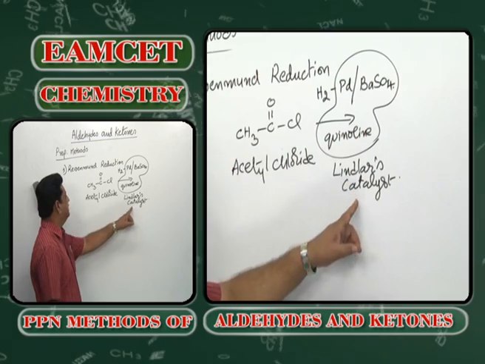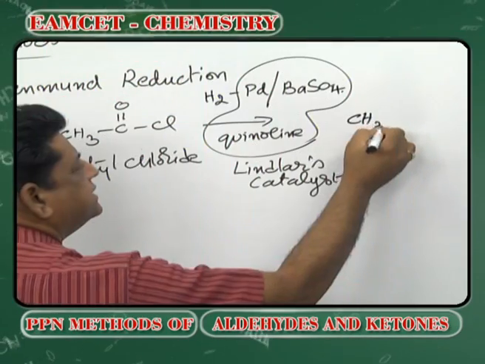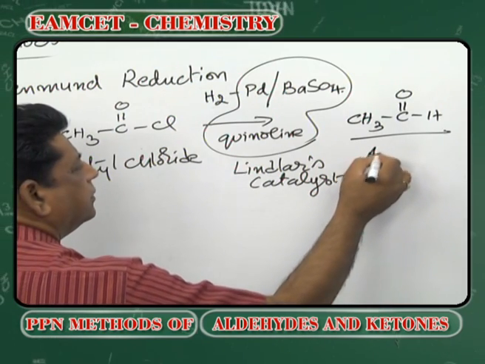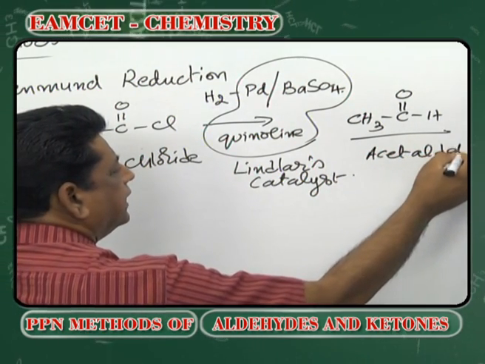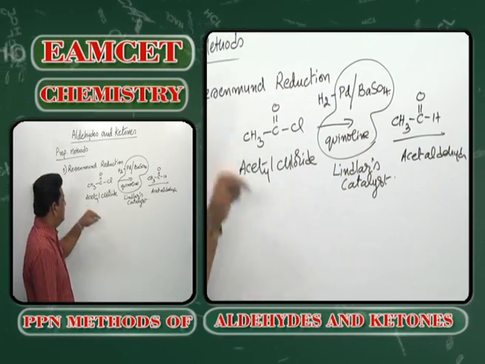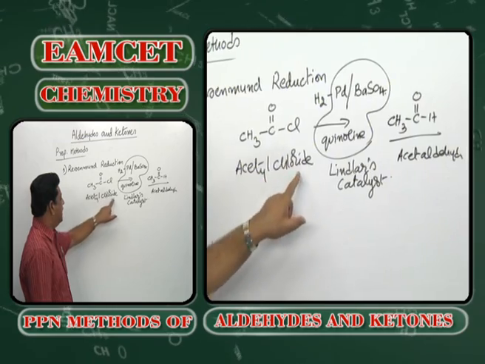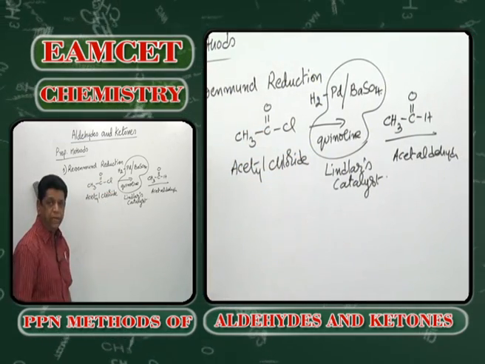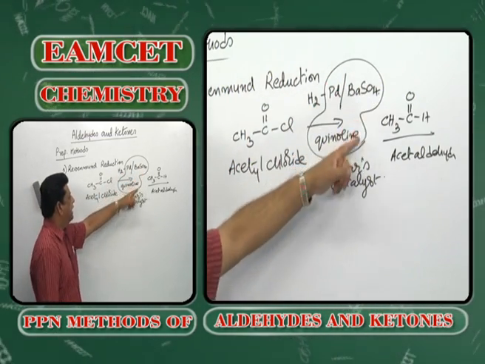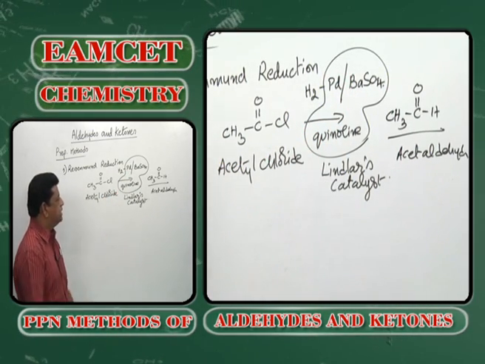With the same Lindlar's catalyst, acetyl chloride and hydrogen undergo this reduction and you get CH3CHO. What is this called? Acetaldehyde: acet plus aldehyde, also called ethanal. This controlled reduction is known as Rosenmund reduction. What is used? The acid chloride of acetic acid, called acetyl chloride or, by systematic nomenclature, ethanoyl chloride, reduced with hydrogen in the presence of the specific catalyst palladium adsorbed over barium sulfate in quinoline solvent. It gives acetaldehyde, right?